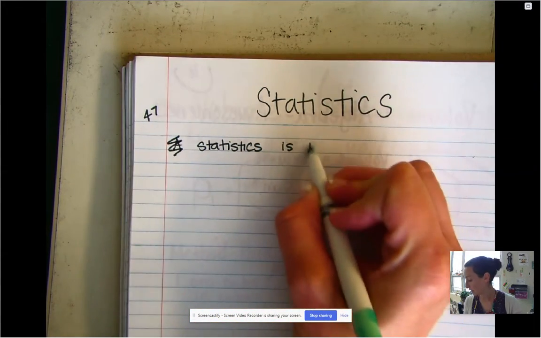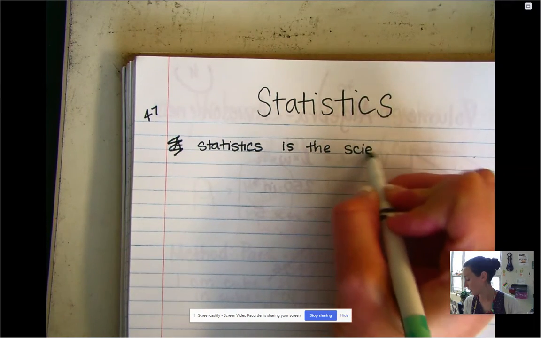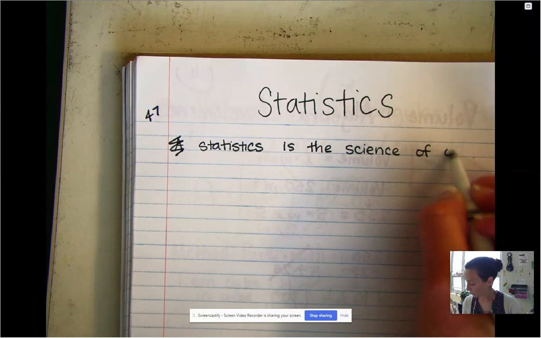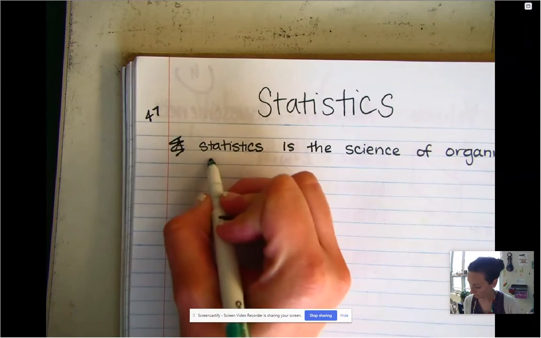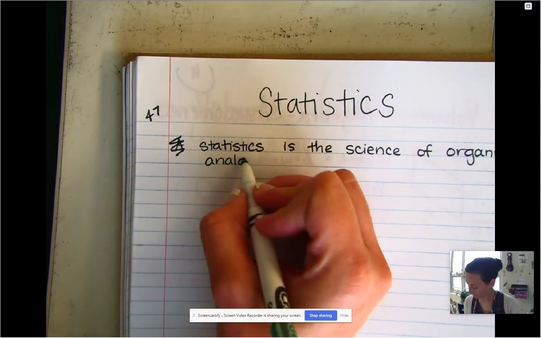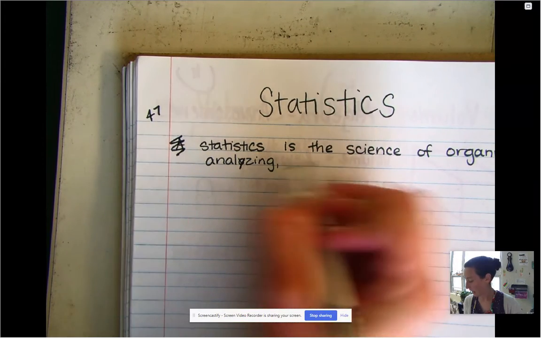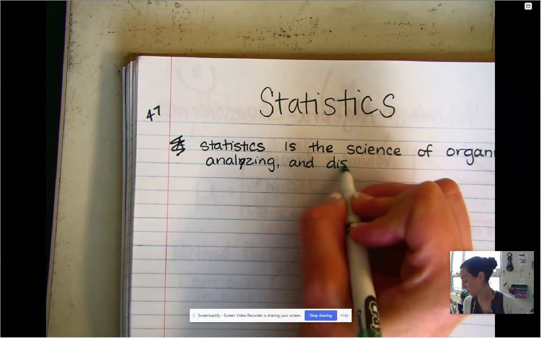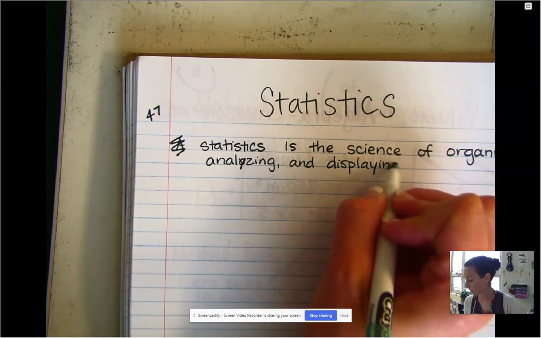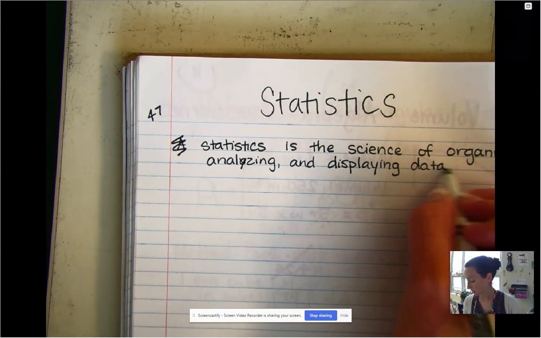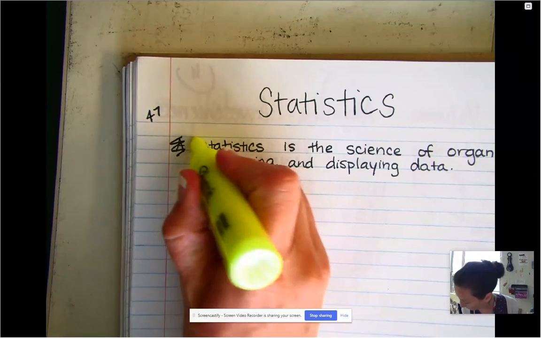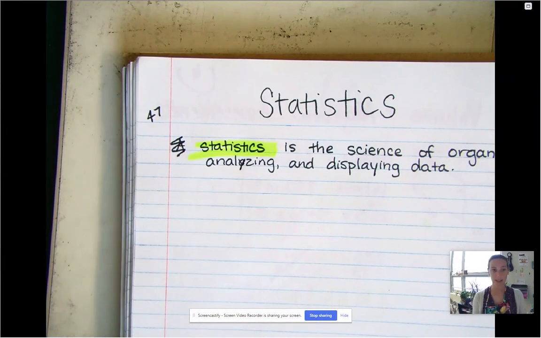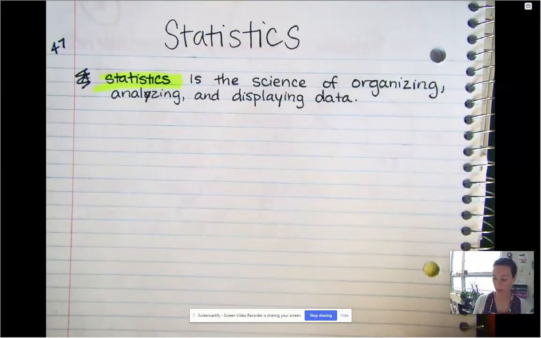Statistics is the science of organizing, analyzing, and displaying data. And data is a word that can seem a little bit foreign or strange, but data just really means information. So anytime we're collecting information from people and then organizing it, analyzing it, displaying it, we are participating in statistics.